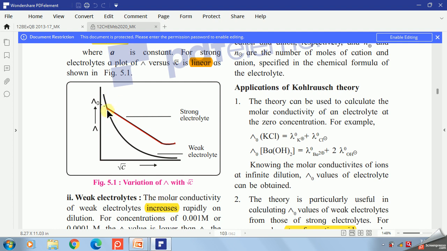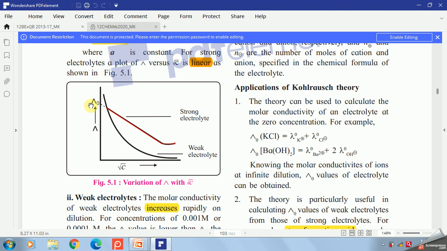If we extrapolate this line up to the y-axis, the point where it touches the y-axis is called the molar conductivity when the concentration of that solution is 0. It is denoted by lambda 0.